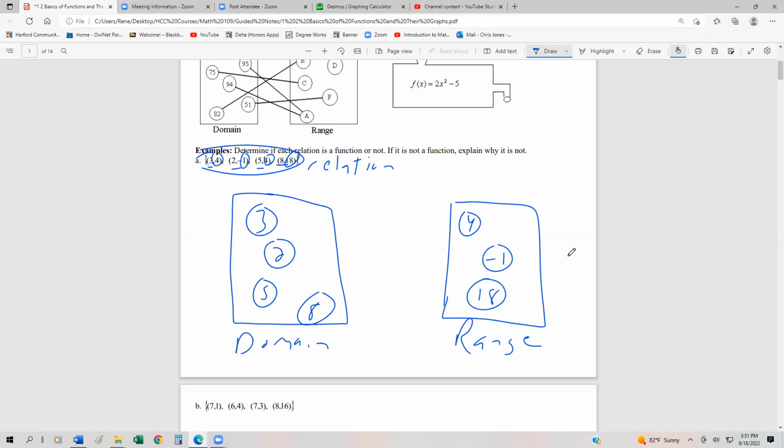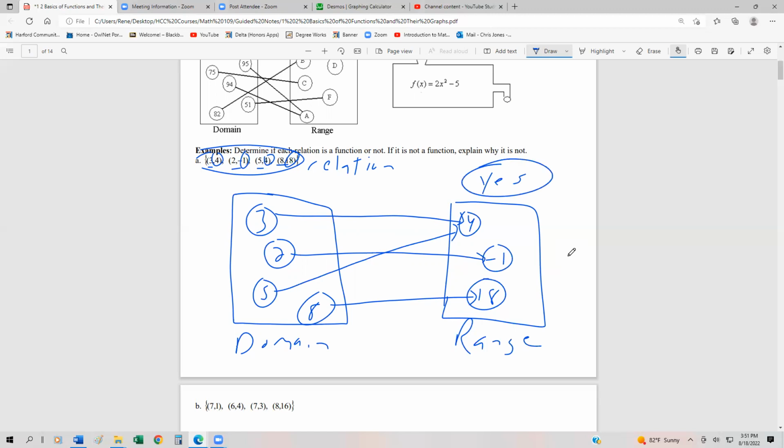And we're going to map the domain to the range. So we know that 3 is going to map to 4. And we know that 2 is going to map to -1. And we know that 5 is going to also map to 4. And then finally, we know 8 is going to map to 18. It's okay to have a single value in the range have two values in the domain point to it, or two values that are assigned to it. So this one, yes, it is a function.